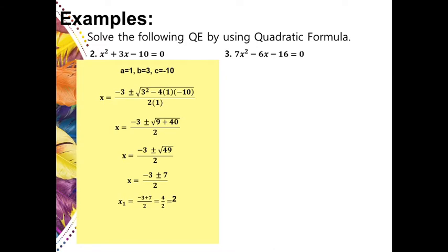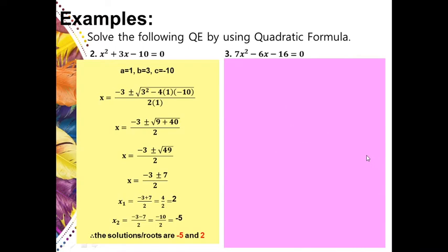For the second value of x, we have negative 3 minus 7 over 2. So negative 3 minus 7 is negative 10 over 2. So we have negative 5. So therefore, the roots are negative 5 and positive 2. Number 3. We have 7x squared minus 6x minus 16 is equal to 0. So we have the values of a, b, and c, which are 7, negative 6, and negative 16 respectively. So we substitute these values to the formula.